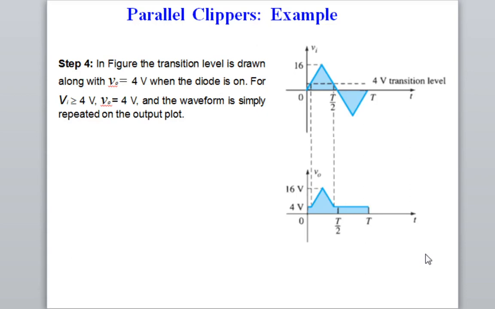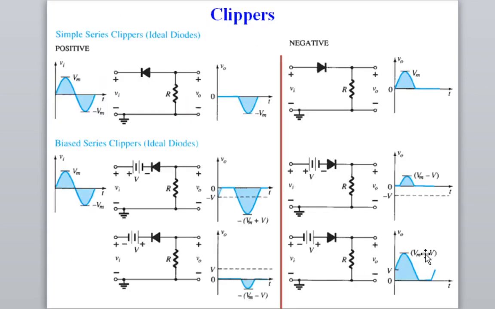so let us try to develop some more sense. As I discussed, there are two types of clipper, series clipper and parallel clipper. In case of series clipper, there will be a positive clipper and a negative clipper, and the same in case of parallel also. In series clipper, this is the positive clipper I have explained, and this is the negative clipper.